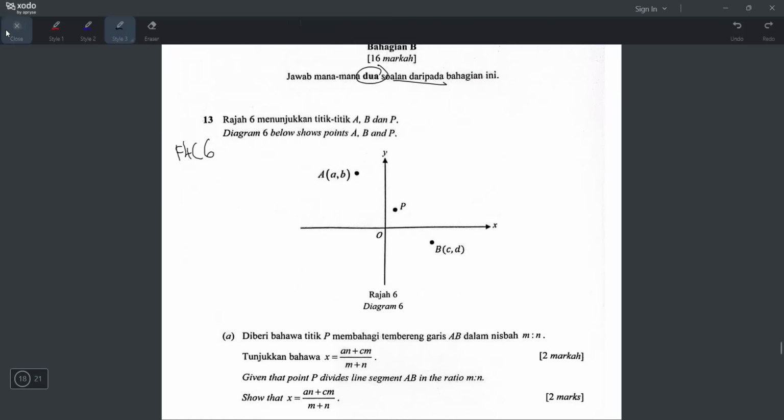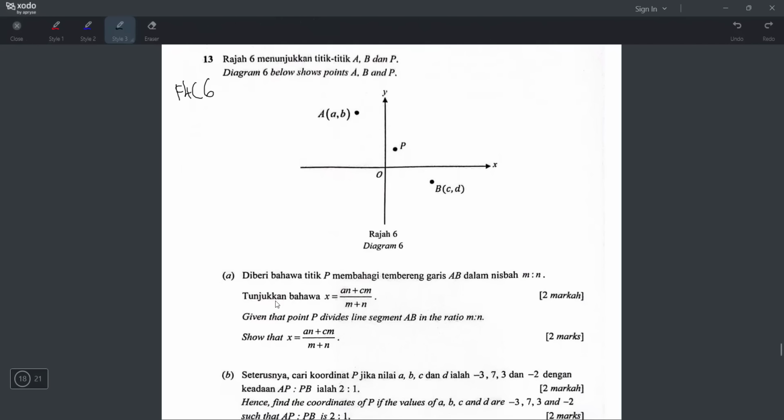Okay, so let's read down here and see what else. Given that point P divides line segment AB in the ratio m:n. Okay, finally something I can label. So I think they are collinear. It means these three points, they are collinear. What is collinear? Collinear means segaris. They are segaris.